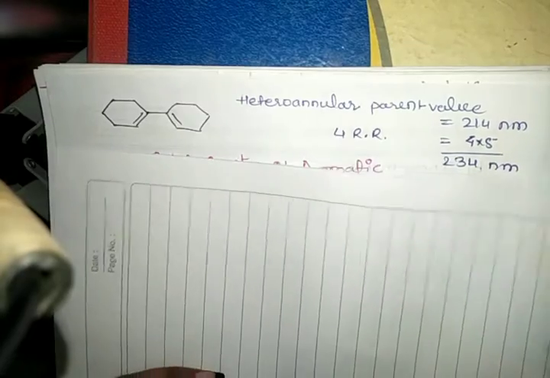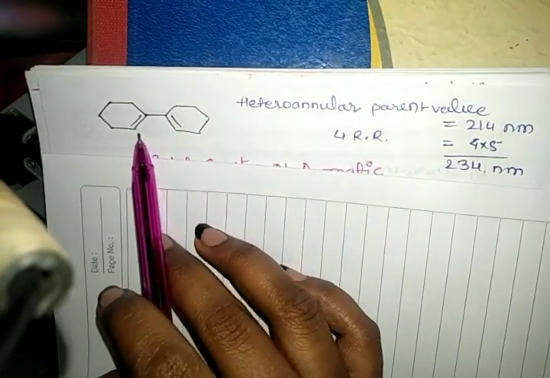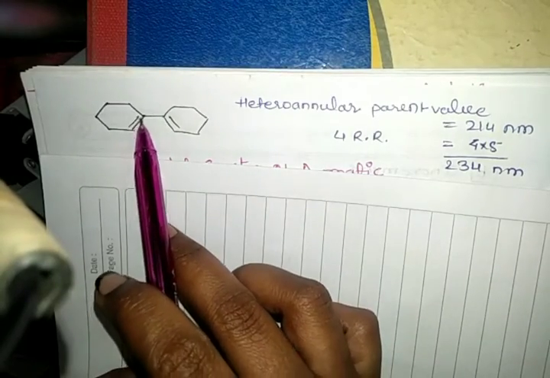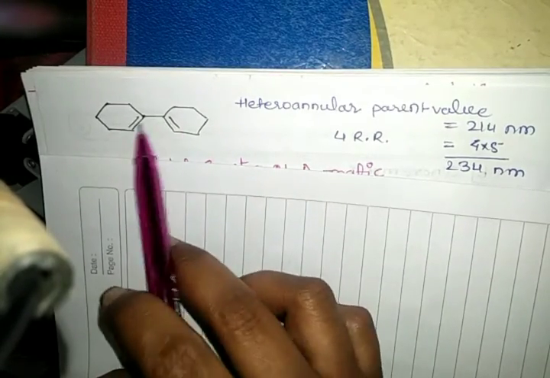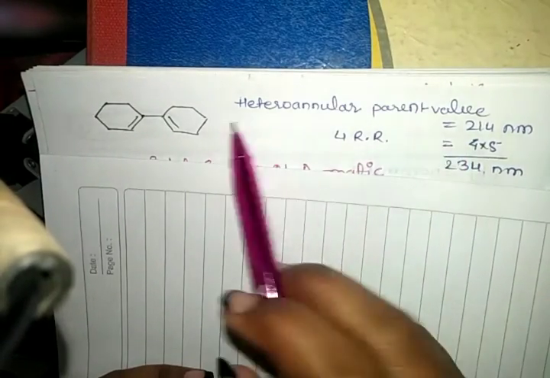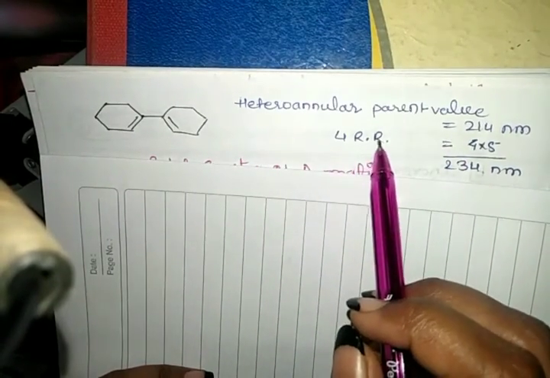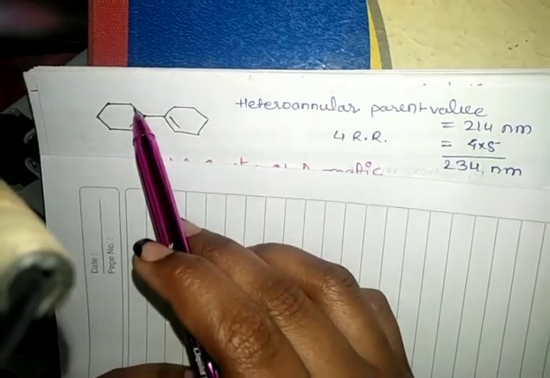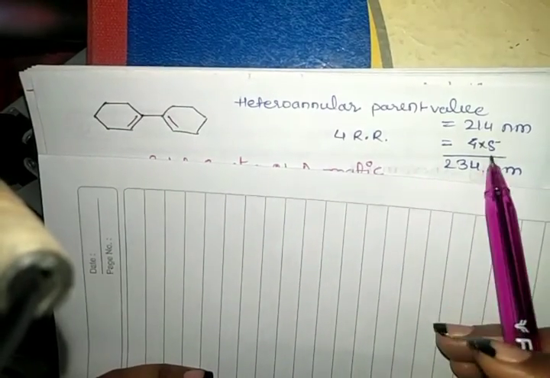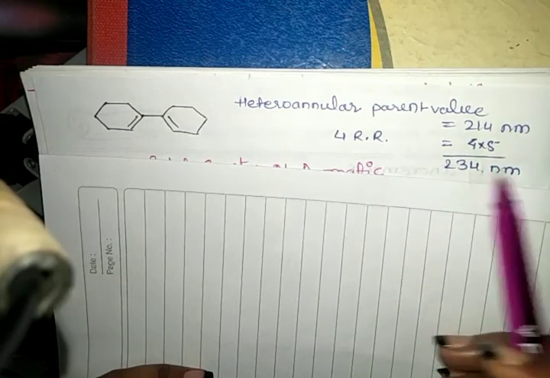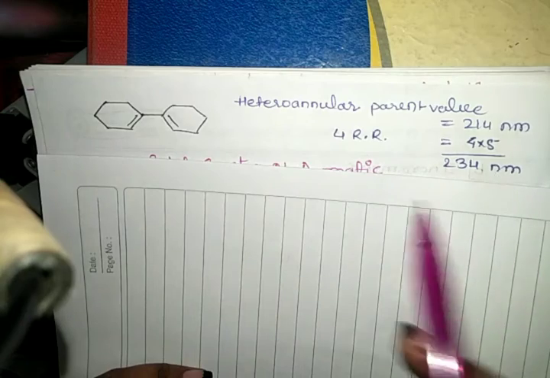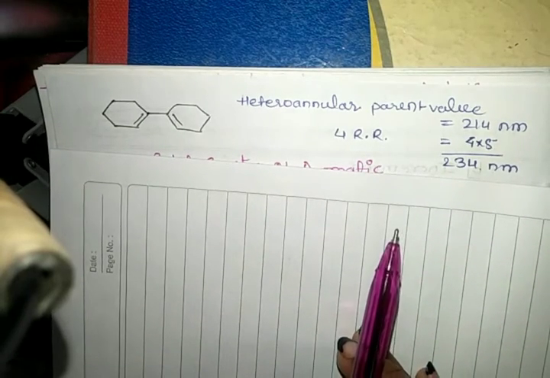Last example is this one. This is a heteroannular parent chain, because both dienes are present in different rings. So this is called a heteroannular parent chain, and there are 4 ring residues: 1, 2, 3 and 4. So 4 into 5 gives 20, and in total we get 234 nanometer. Observed lambda max is 234 nanometer.